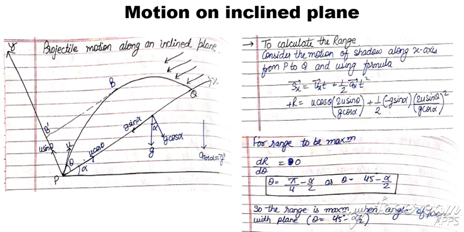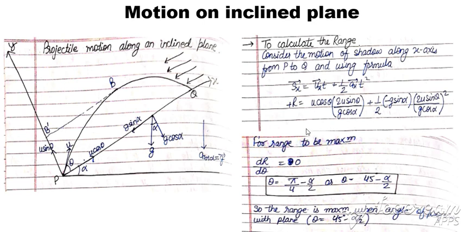Now let's calculate the range. Range would be the distance from P to Q, and for this we are taking the motion of the shadow along the x-axis. This time our acceleration along the x-axis is going to be negative g sin alpha, and the initial velocity along the x-axis would be u cos theta. So sx would be plus R, ux I have told, u cos theta, time we have calculated as 2u sin theta over g cos alpha, and this would be our value of R, the range.